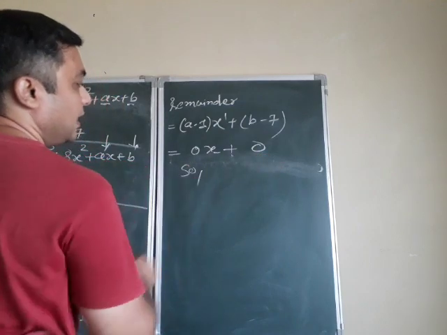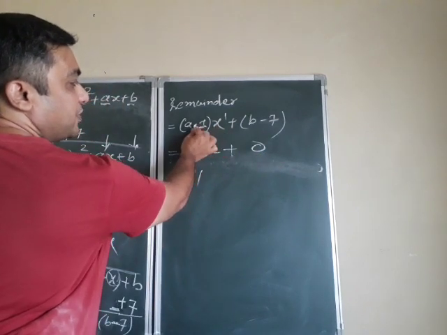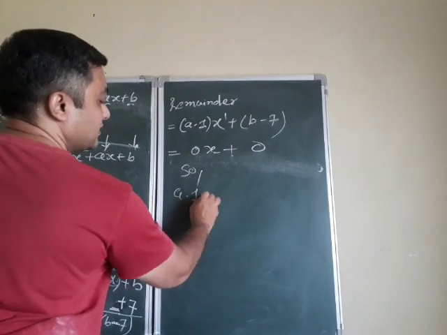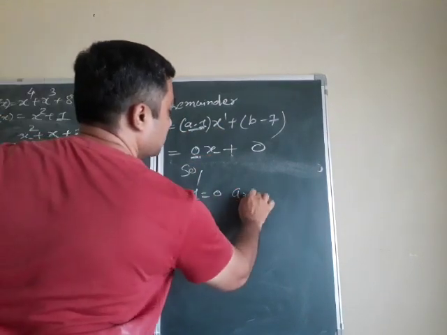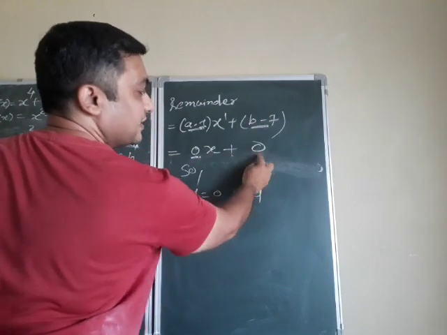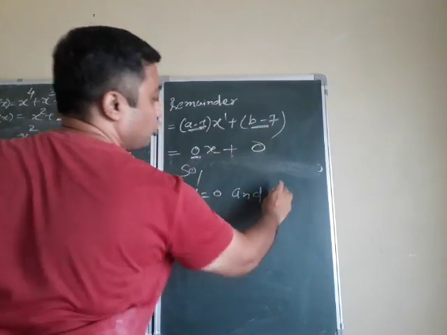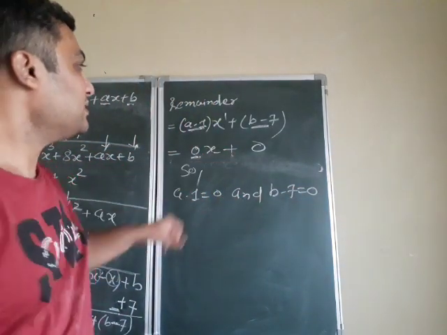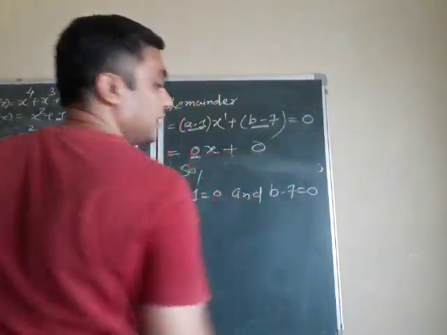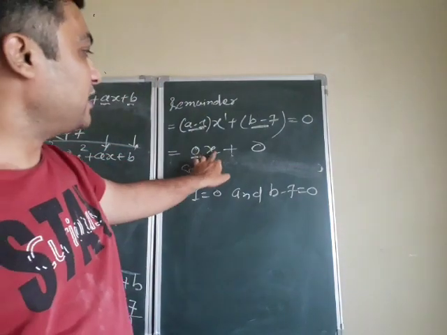So x coefficient would be 0. So a minus 1 is 0. Compare. This is a minus 1 equals 0, and this is b minus 7. This is the constant term, and this is also constant. See, some students are confused here: Sir, can't we write total 0? No, you cannot write that. You have to write 0x plus 0.